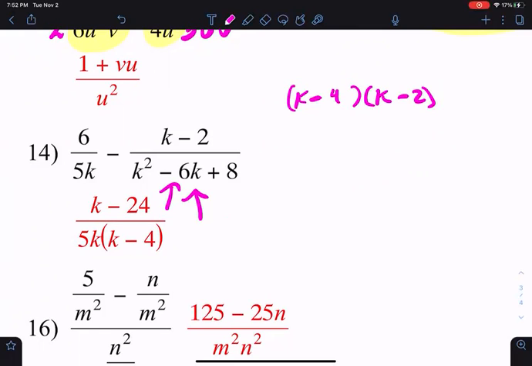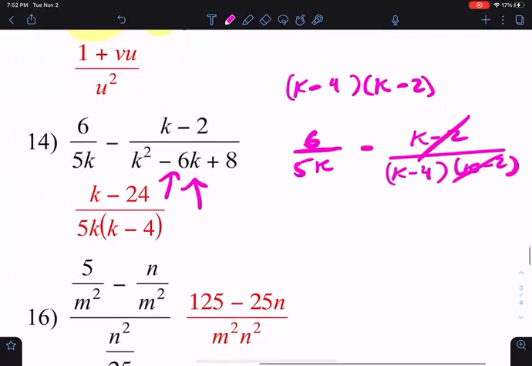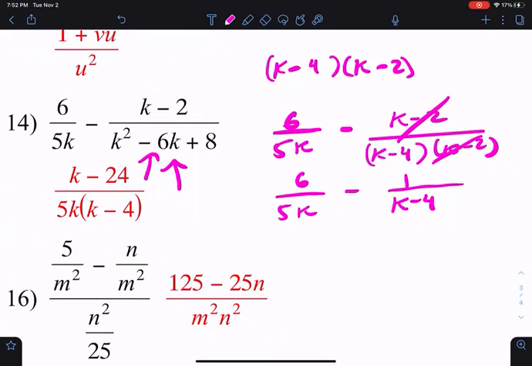What you need to do, well, you can do two things here. The first thing you can do is you can leave this as it is. And since when we factor this out, we get k minus 4, k minus 2, you can simplify this before you find common denominator, and you get this. Okay? Now you can find common denominator, which is these two together, basically. Or you can multiply here by k minus 4, k minus 4.